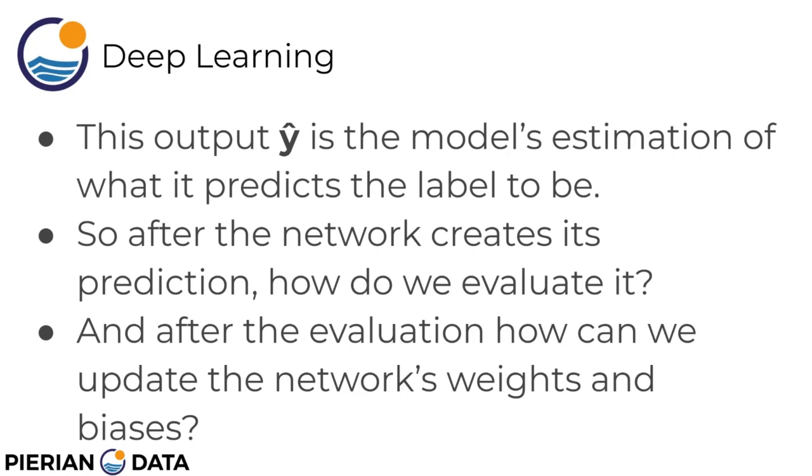And so we have two main questions. After the network creates that prediction, how do we actually evaluate it against the true label? And then after the evaluation, how can we update the network's weights and biases? Really what we're going to focus on in this lecture is how do we evaluate how far off our prediction is. For updating the network's weights and biases, we'll have to learn about backpropagation, which is coming up in a future lecture. So right now let's focus on that first question.